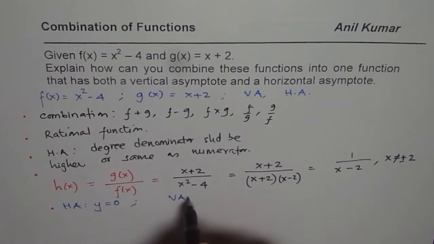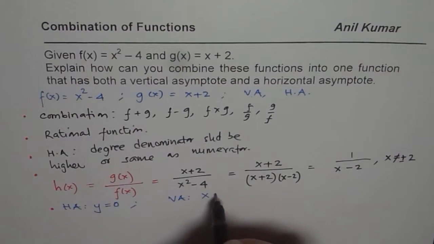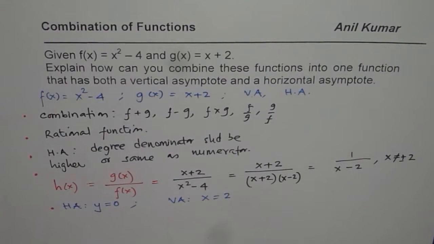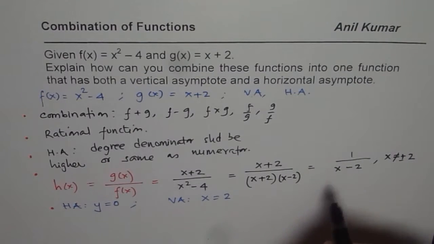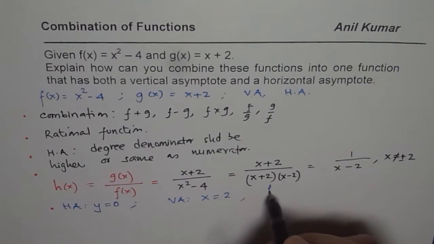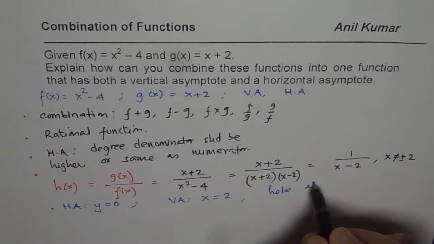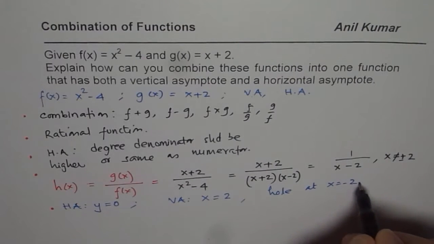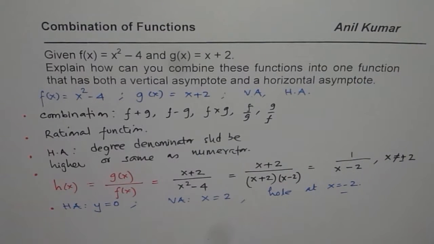How about the vertical asymptote? x equals 2, right? x equals 2 is the vertical asymptote, that makes the denominator 0. And we have one more thing here, and that is we have a hole at x equals minus 2, right? So that is another thing which we have in this particular function.